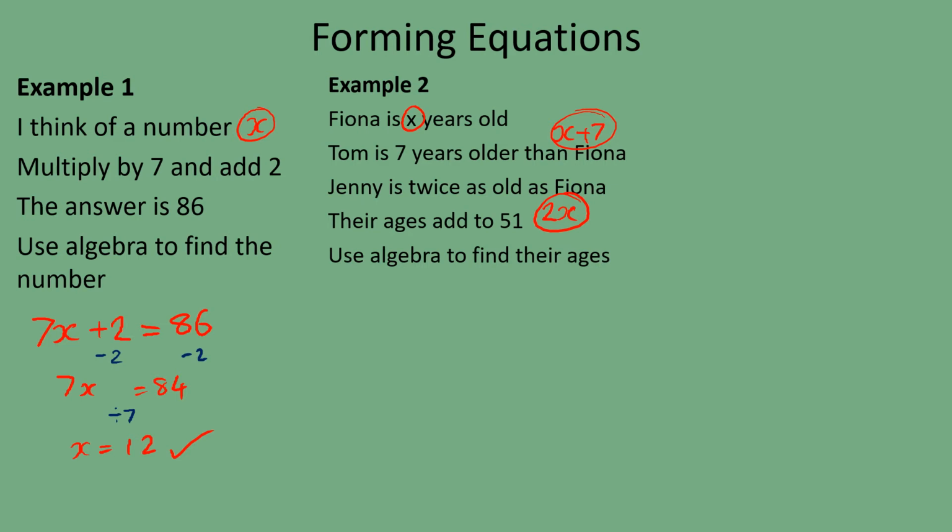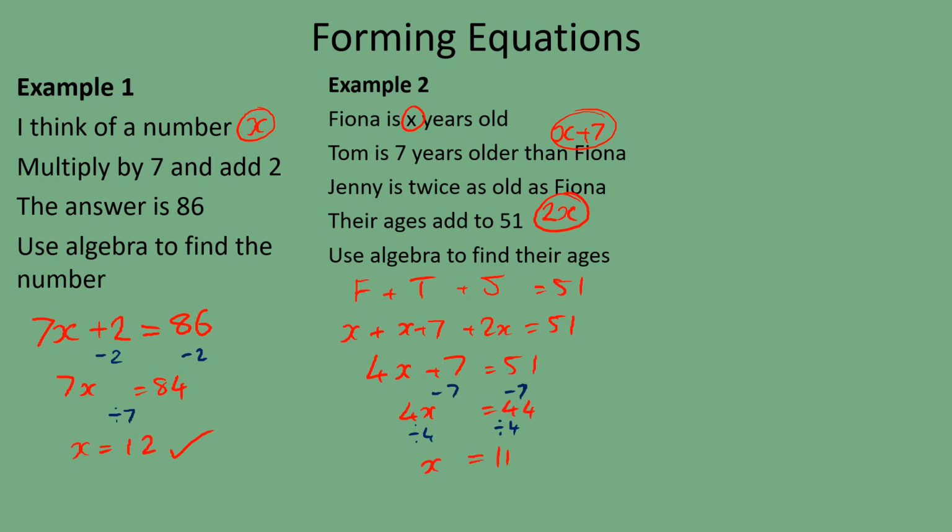So if we add the 3 ages together, if we add Fiona and Tom and Jenny, then we should get 51. So Fiona was X, Tom is X add 7, and Jenny was 2X, and they all add up to 51. Well, let's collect our terms. We've got an X, another 2X, that's a total of 4X. Add 7 is 51, and now that's the same as what we were just looking at. We're going to minus 7 and divide by 4. So that will give us 4x is 44, and so x is 11.